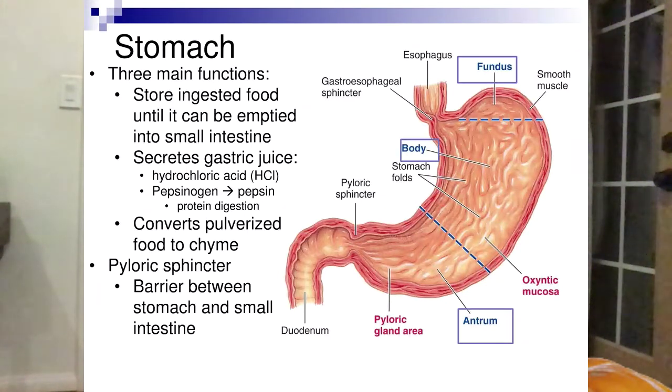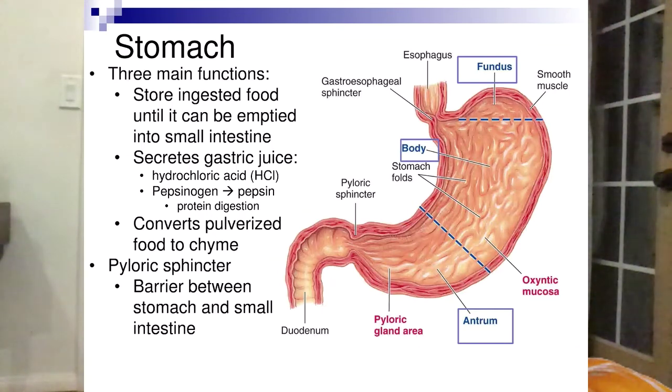Remember, up in the mouth I said we had salivary amylase working on carbohydrates. In the center of the bolus, that ball of food, there are carbohydrates and the amylase is working. But when the bolus hits the stomach and starts to mix with the hydrochloric acid, the acid denatures the amylase and we stop digesting carbohydrates. But we work on the protein portion of the food. So pepsin will start working on that.